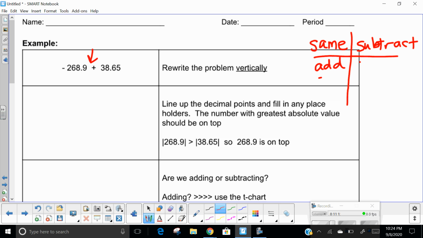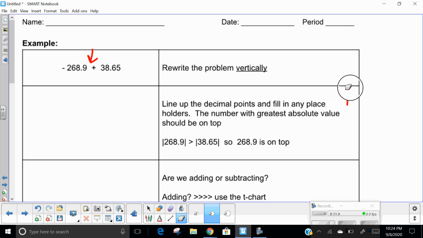Whoops, sorry about that. Whoa, let's back that up a bit. Sorry about that. I got that all wrong, don't I, guys? Let's erase that. It's same sign. Okay, let's start over. Sorry.